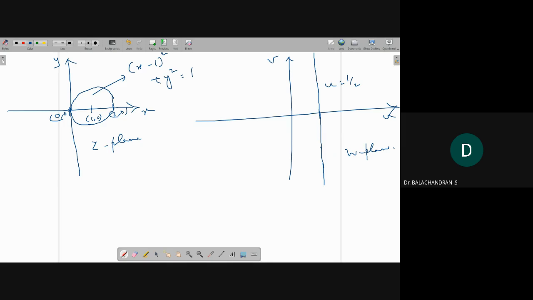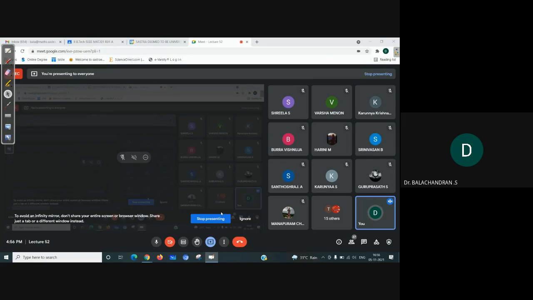Now tomorrow, what I am going to discuss with you is, first, I will solve one or two problems with conformal mapping, and then I will go to bilinear transformation. These two sections are interrelated, so I will solve some problems in bilinear and some problems in conformal mapping tomorrow. In both sections I will solve problems. So don't miss the class.